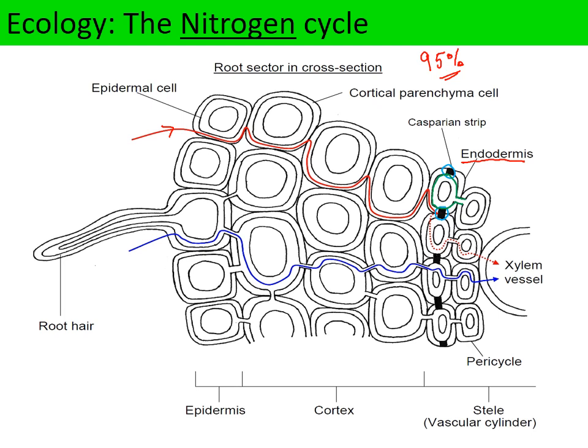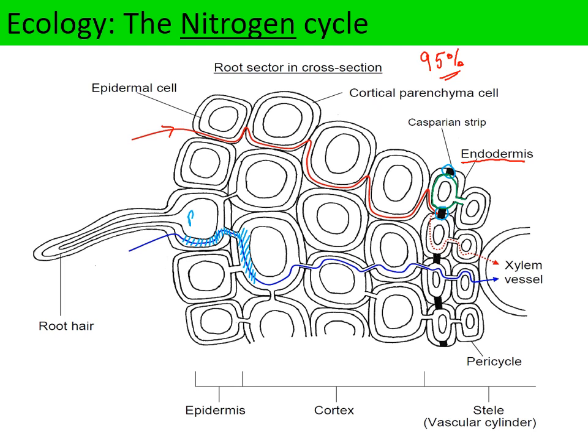Through, as we said, carrier proteins, and water follows into the cytoplasm of the endodermis cell by osmosis from the cell wall. Now the other mechanism, or pathway if you like, for water and minerals to progress through the cortex is through the cytoplasm and the thin strips of cytoplasm that link adjacent cortex cells together.